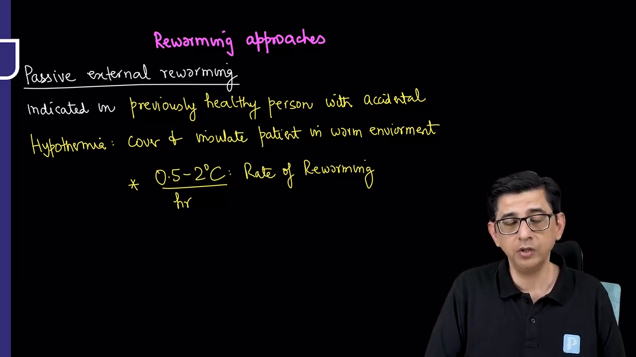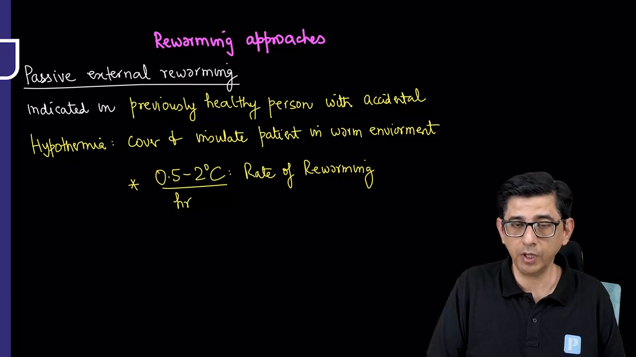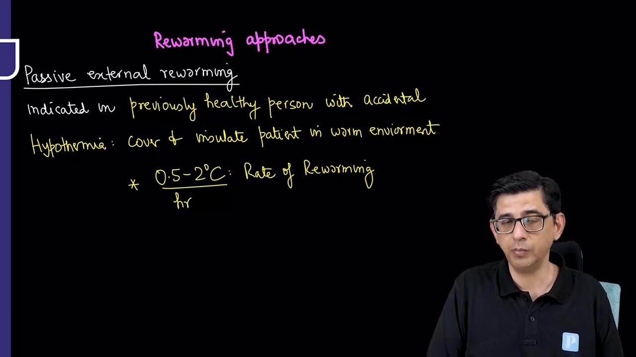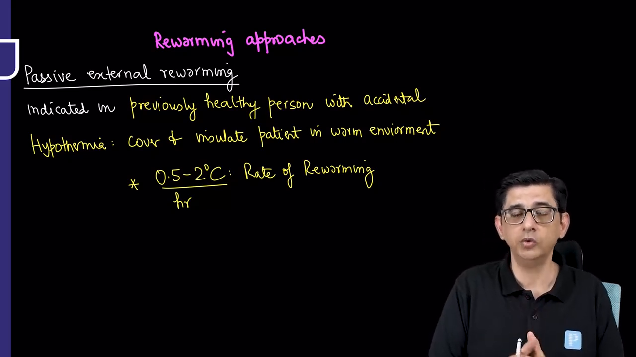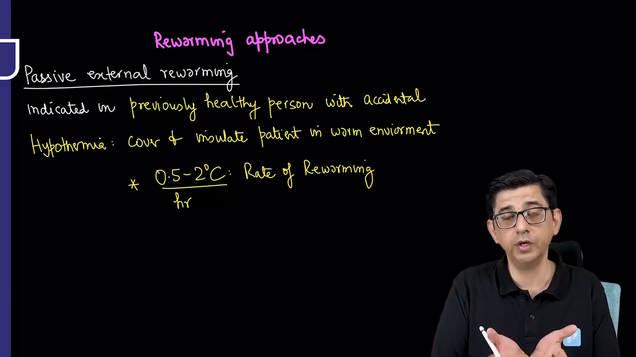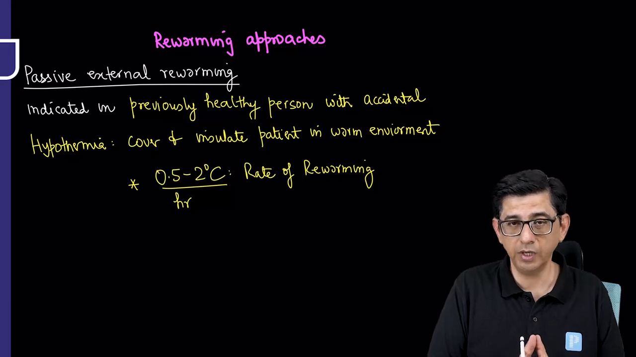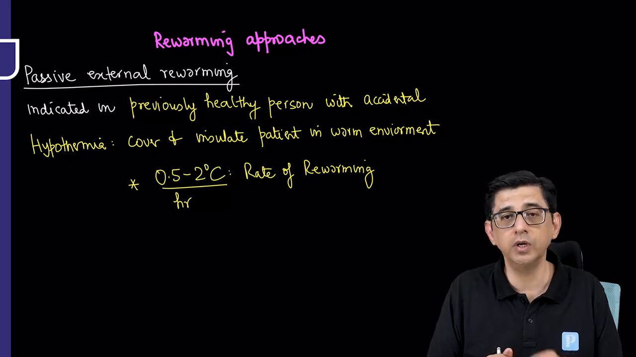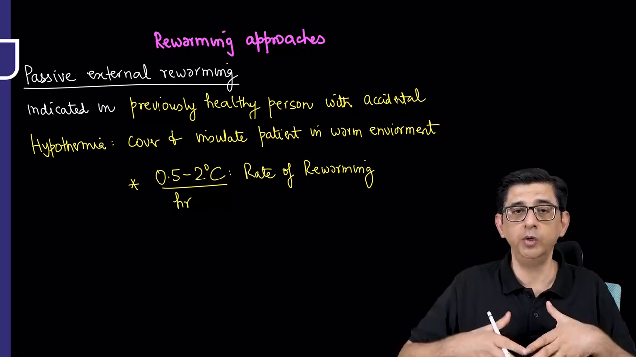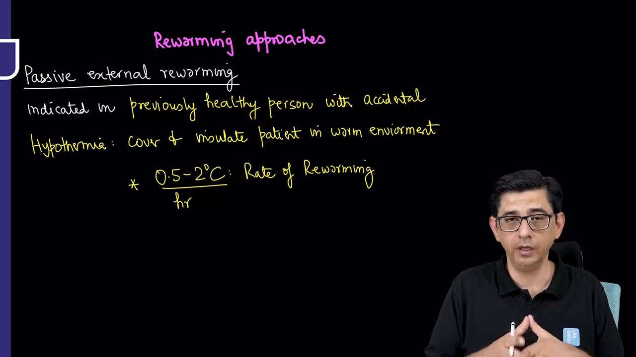Another important thing I want to tell you is that lots of times, non-medical people will start applying heat to the hands and the feet of the person. If you apply heat to the hands and the feet of the person, it will cause a cutaneous vasodilation, and that cutaneous vasodilation will cause more loss of heat from the body that can rather cause worsening of the condition. So you have to apply the heat to the trunk.